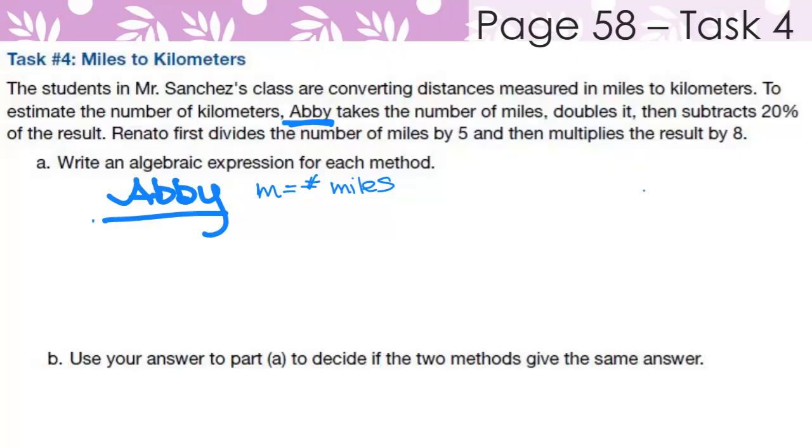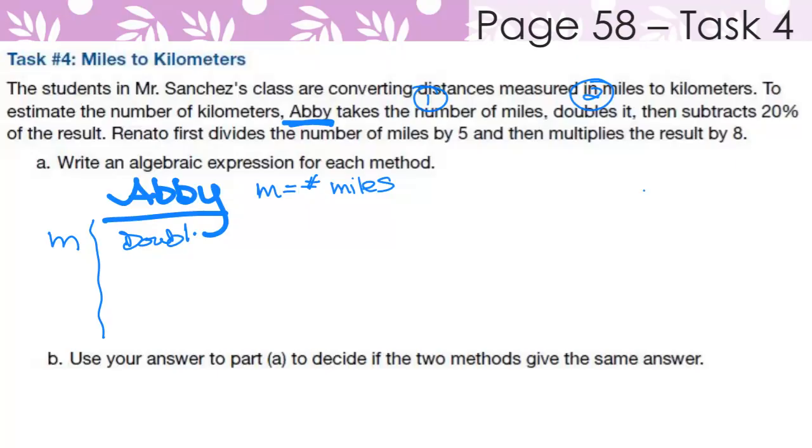So it's kind of like our 2 columns. We've got M, and then what does she do first to it? Are you sure? Are you guys reading the same thing I am? Okay, she takes the number of miles. That's the first thing. We've got a list, so I think we probably should go in that order. Then it says she doubles it. So, okay, double that.